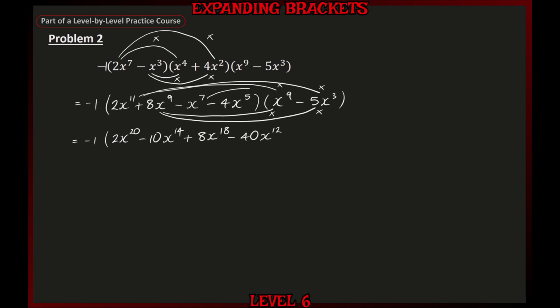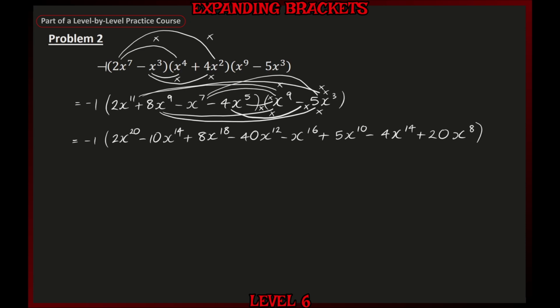Next, we have minus x to the power of 7 multiplied by x to the power of 9. That's minus x to the power of 16, and minus x to the power of 7 multiplied by minus 5x cubed is plus, because two negatives multiply to make a plus, 5x to the power of 10. Finally, we can multiply minus 4x to the power of 5 by x to the power of 9, and this gives us minus 4x to the power of 14, and minus 4x to the power of 5 multiplied by minus 5x cubed, well minus 4 times minus 5 is plus 20, and x to the power of 5 times x to the power of 3 is x to the power of 8. And this all goes in a bracket because it's still being multiplied by minus 1.